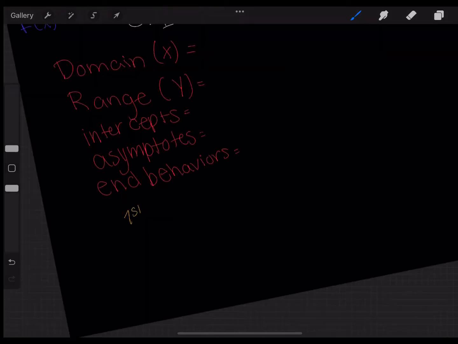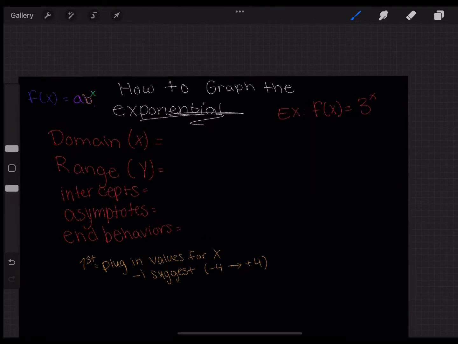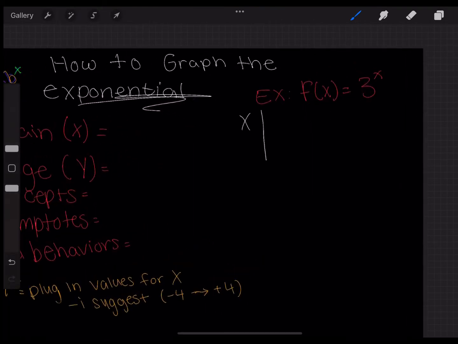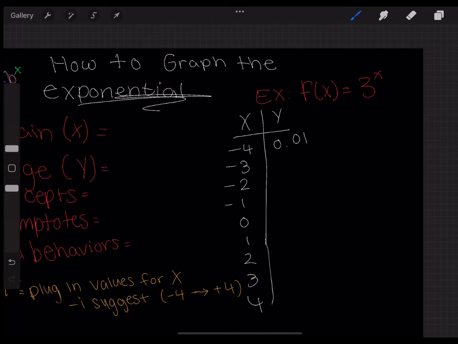The first step would be to plug in values for x. I recommend -4 to +4. So first thing you're going to do is create a table with the values -4, -3, and so on, all the way to +4. Now, just for the sake of time, I'm doing -4, -2, -1, 0, 2, and 4. It'll still give me a pretty comprehensive idea of what the graph is going to look like.